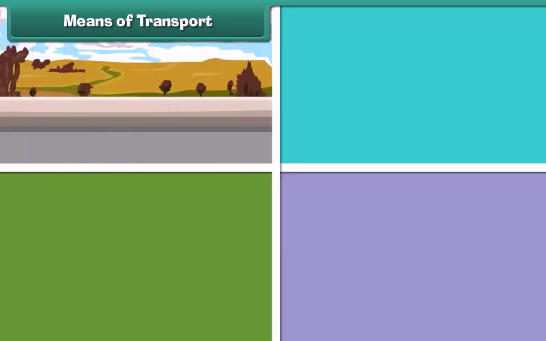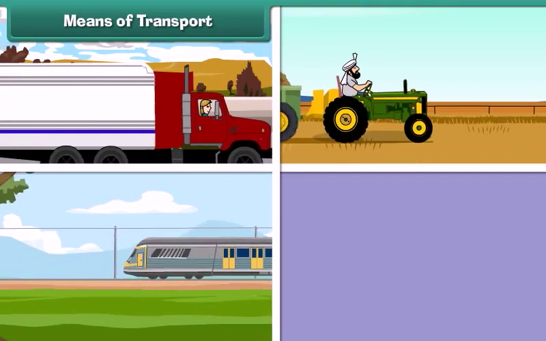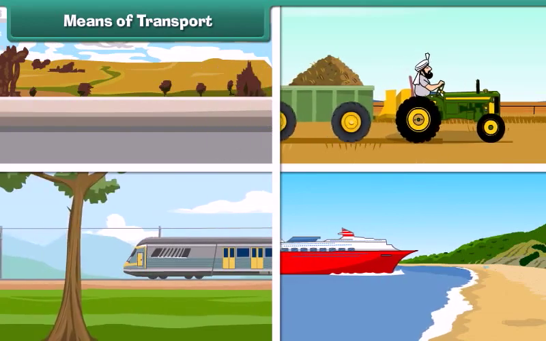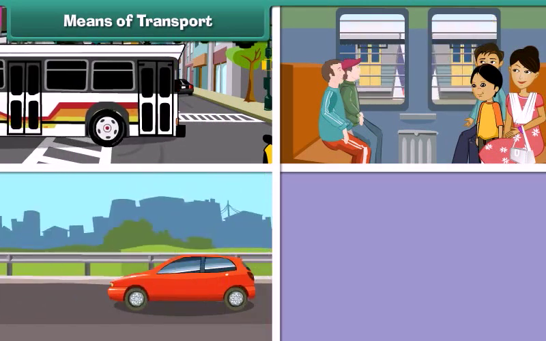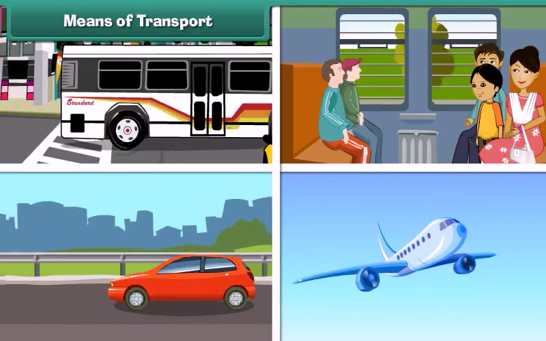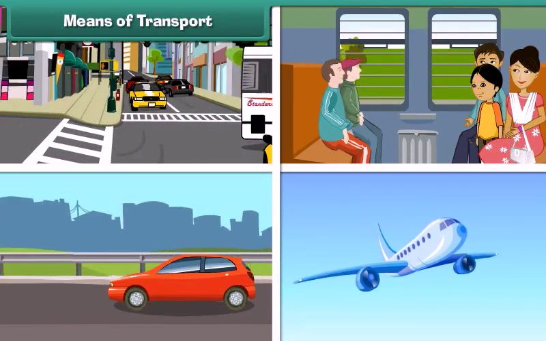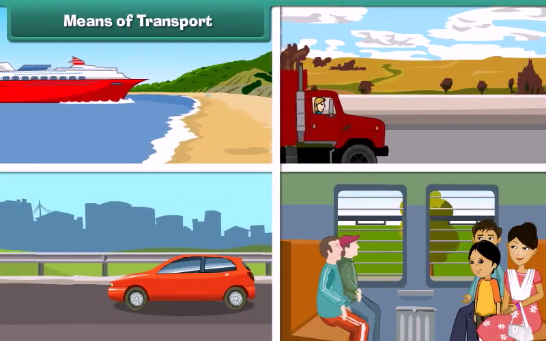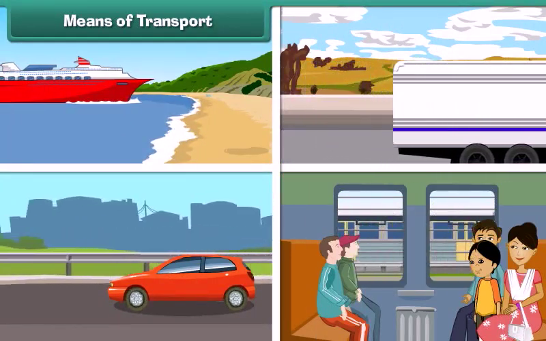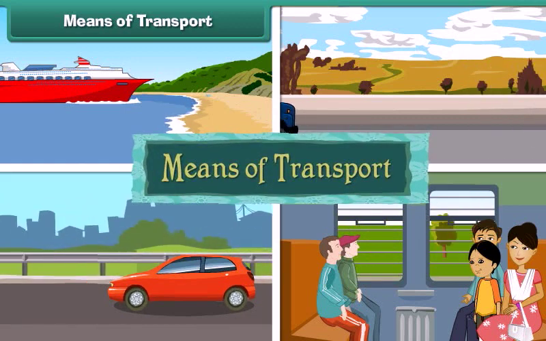Means of transport. We use trucks, tractors, goods trains, ships, and cargo planes to carry goods, and buses, trains, cars, and aeroplanes to carry passengers from one place to another. Different carriers of goods, animals, and people from one place to another are known as the means of transport.